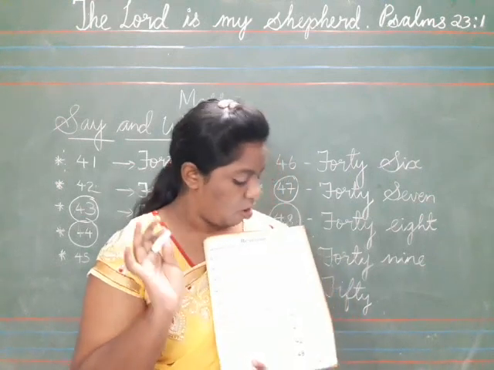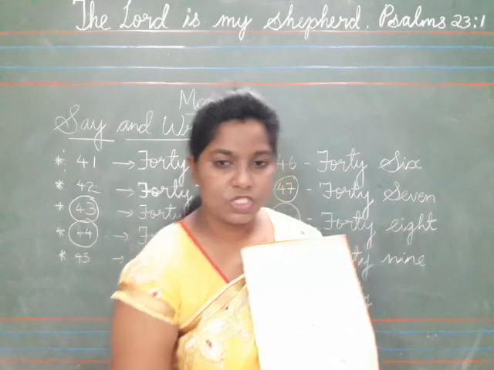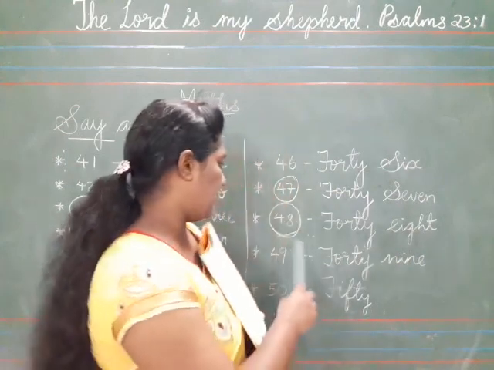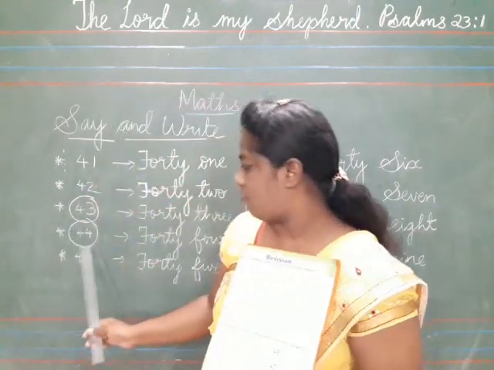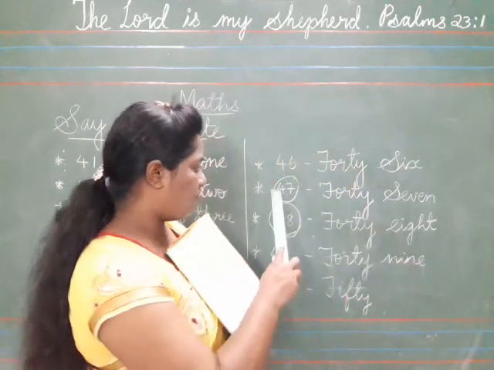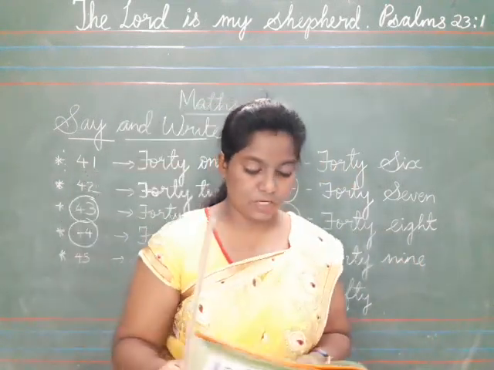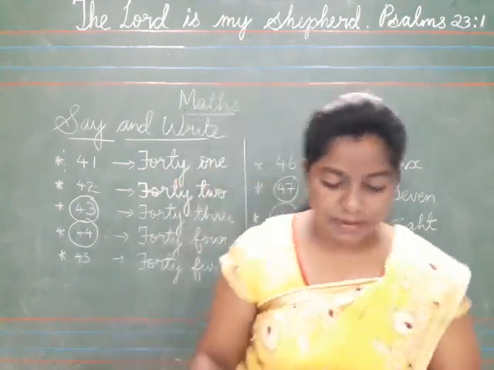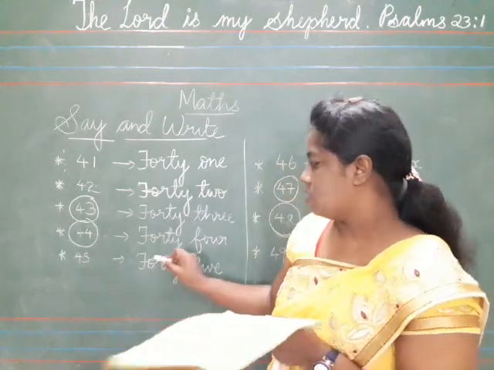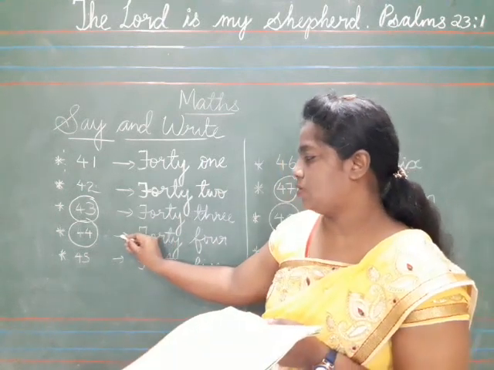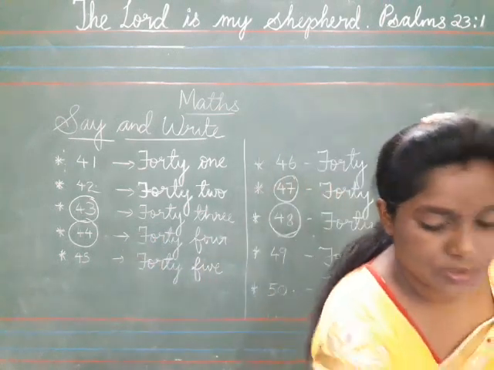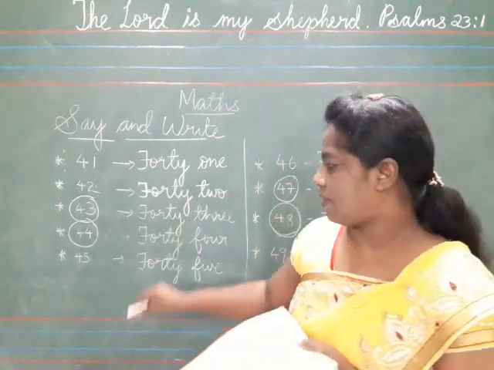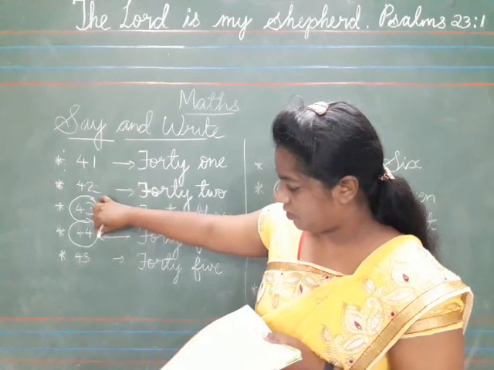What is the first number? 43, the next number? 48, the next number? 44, the next number? 47. If you have completed, now we are going to match. Okay, first number 44. Read the number name. 44. This 44 should match with, once again, you should match this 44 to the number 44.